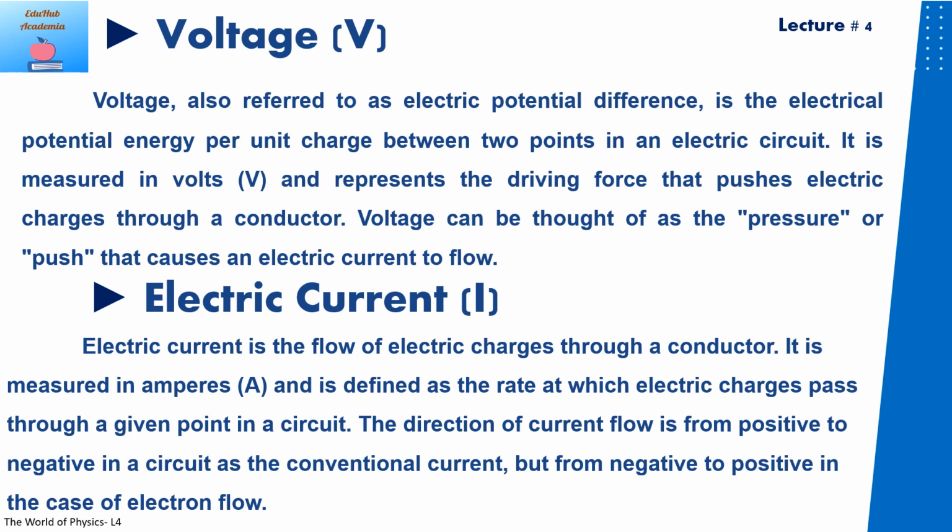Now what is an electric current? It is the flow of electric charges through a conductor. The rate of flow of electric charges, which means amount of charges flowing per unit time. Now when we talk about electric current, the conventional current, it's the current that flows from positive to negative in a circuit, while the charges go from negative to positive.